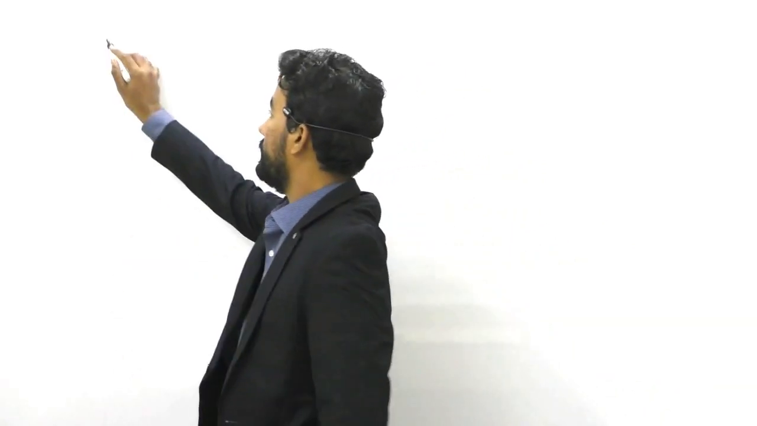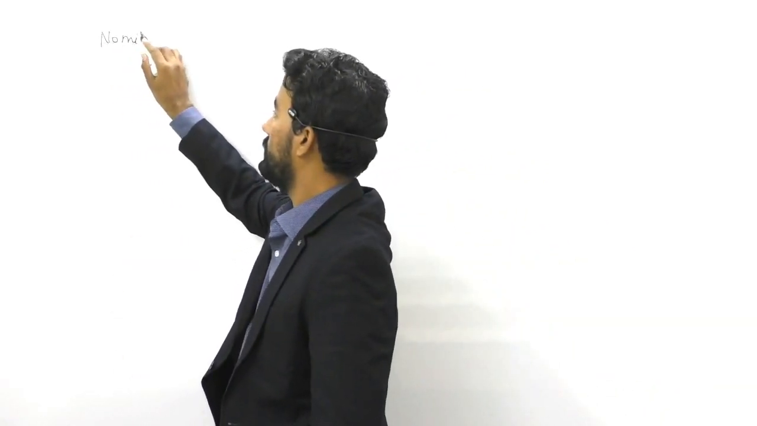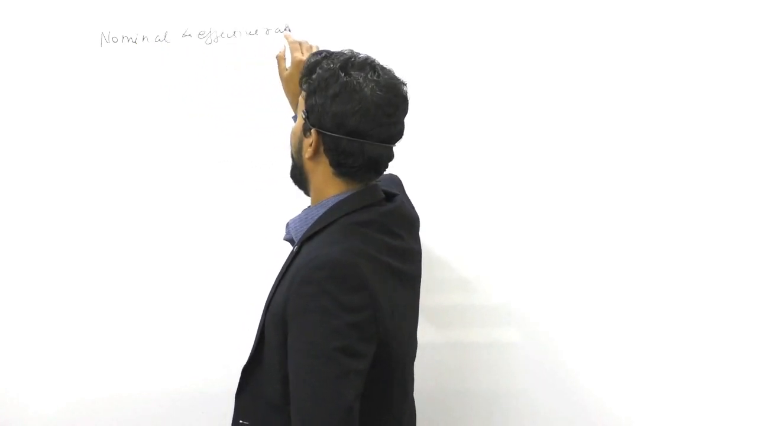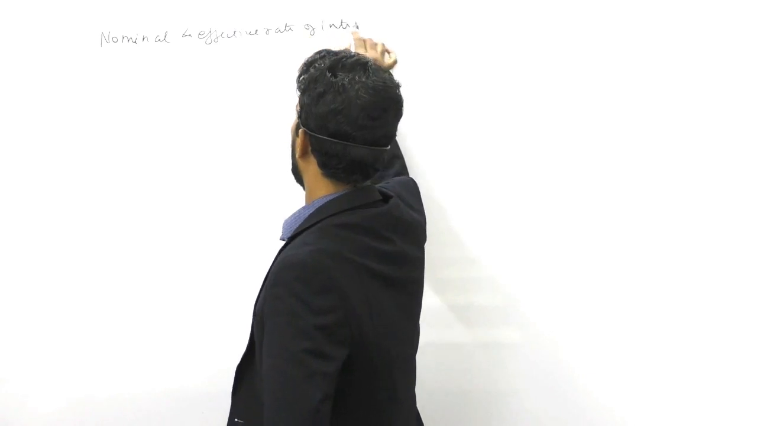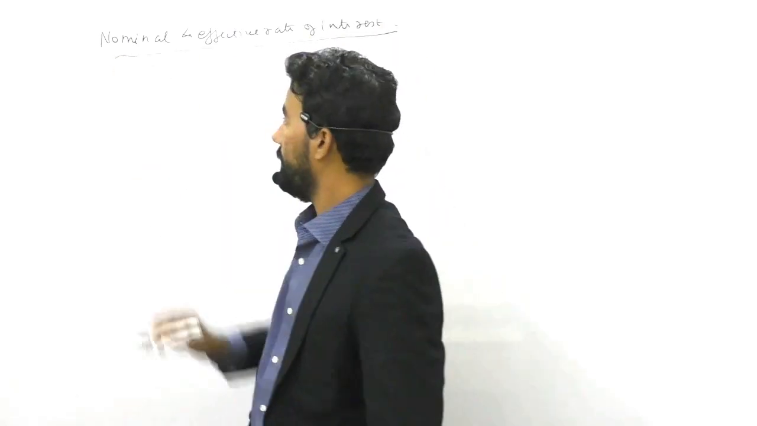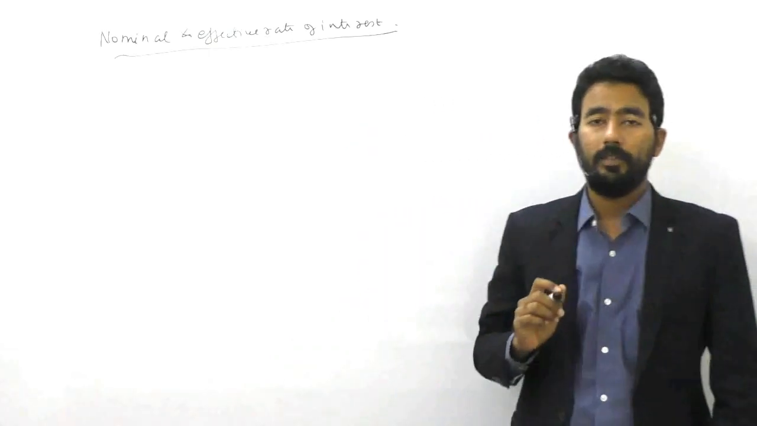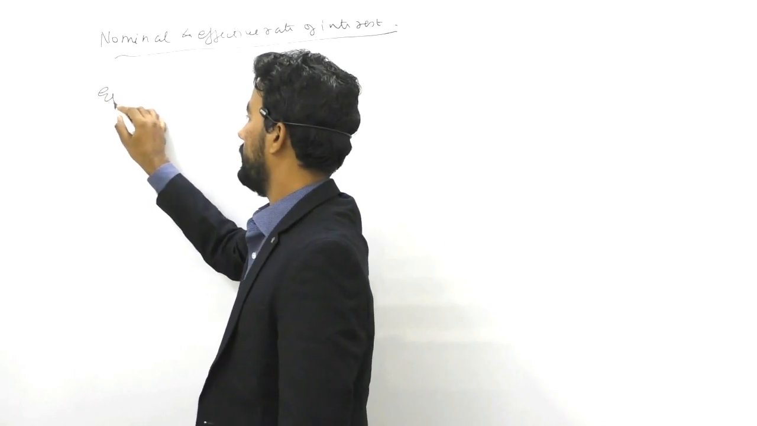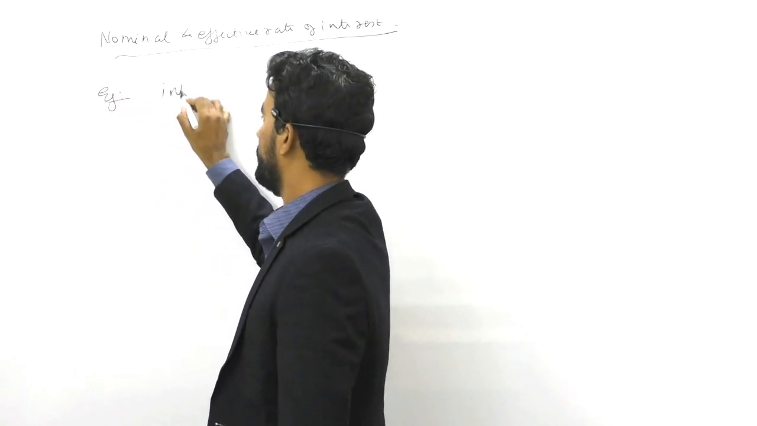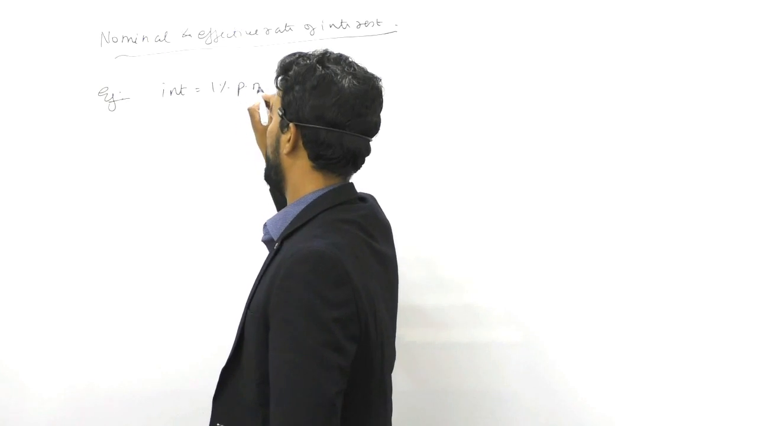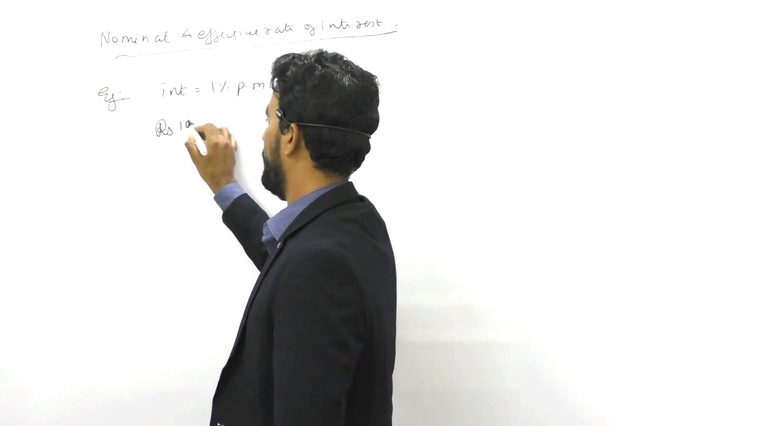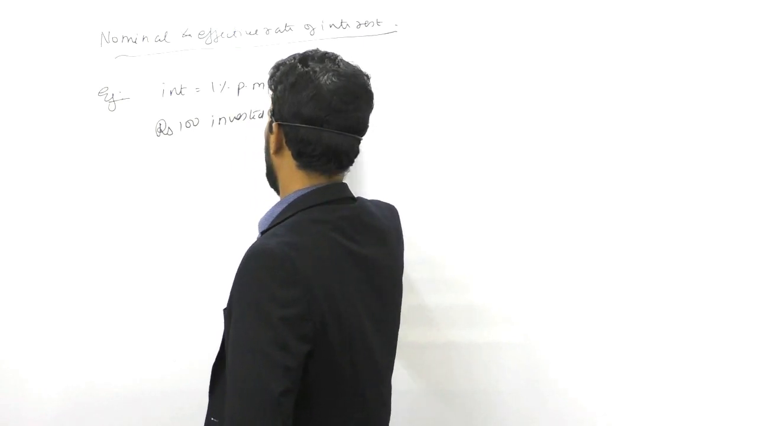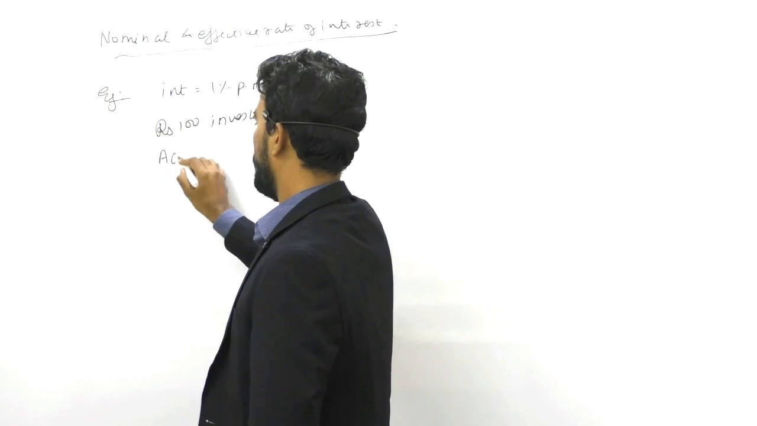So let us see what is nominal and effective rate of interest. Let us start understanding with a very simple basic example. For example, let me say the interest rate is 1% per month, rupees 100 invested for 1 year. What is the accumulated value?